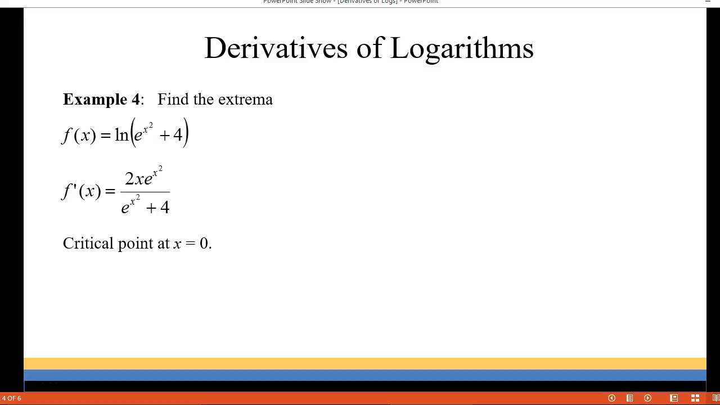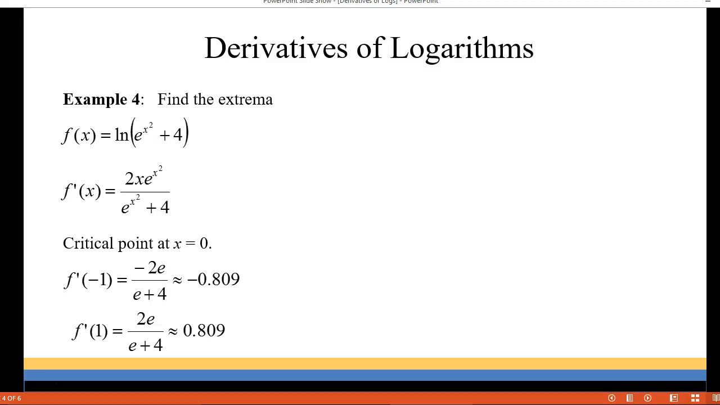So the numerator can equal 0 when x is 0. In this case, the denominator cannot equal 0, so the only critical point we have is at 0. So we're going to test points on each side of 0. So I put in a negative 1, and I got negative 0.809.